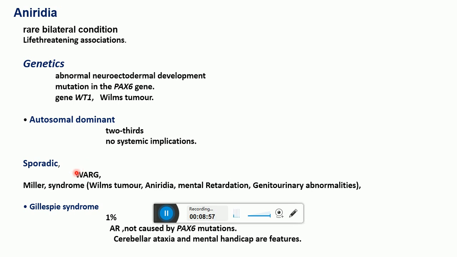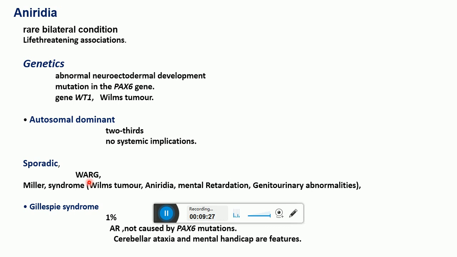Sporadic include WARG, W-A-R-G, previously known as Miller syndrome. It includes Wilms tumor, A means aniridia, M means mental retardation, G means genitourinary abnormality. So this is Miller syndrome or WARG. So we should rule out Wilms tumor, mental retardation, and genitourinary abnormalities.